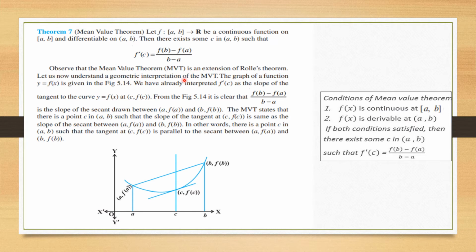Let us now understand a geometric interpretation of the mean value theorem. The graph of a function is given. We have already interpreted f'(c) as the slope of the tangent to the curve y equal to f(x) at the point (c, f(c)). Now it is clear that f(b) minus f(a) upon b minus a is the slope of the secant between these two points. The mean value theorem states that there is a point such that the slope of the tangent at this point is the same as the slope of the secant between these two points. In other words, there is a point c in (a, b) such that the tangent at this point is parallel to the secant between these two points. Secant you must be knowing. The difference between secant and tangent, you are aware of it.